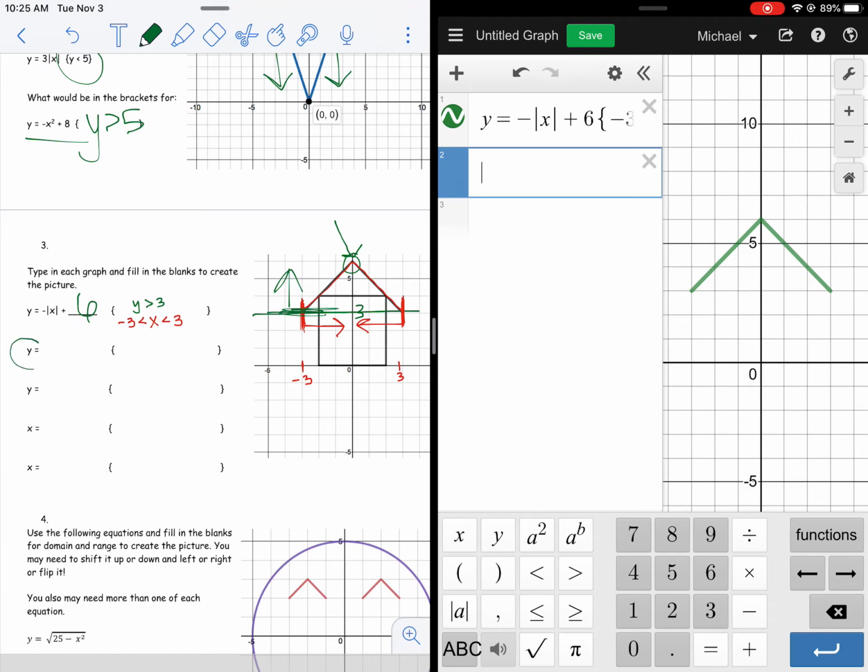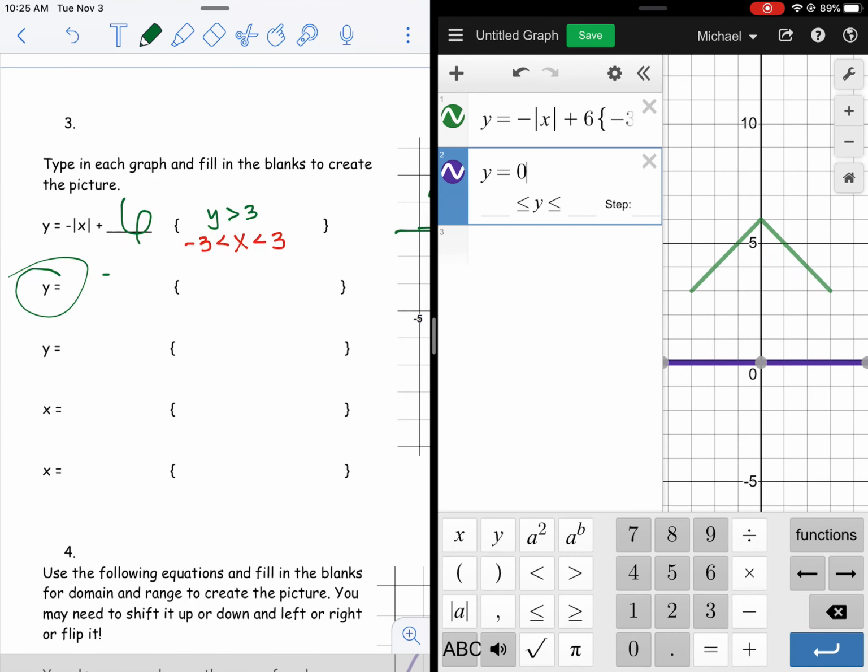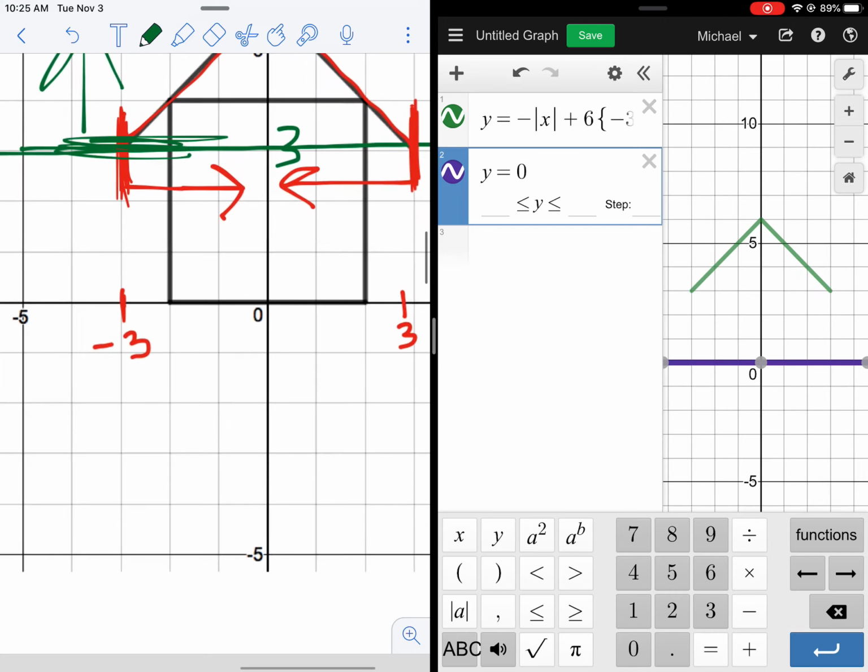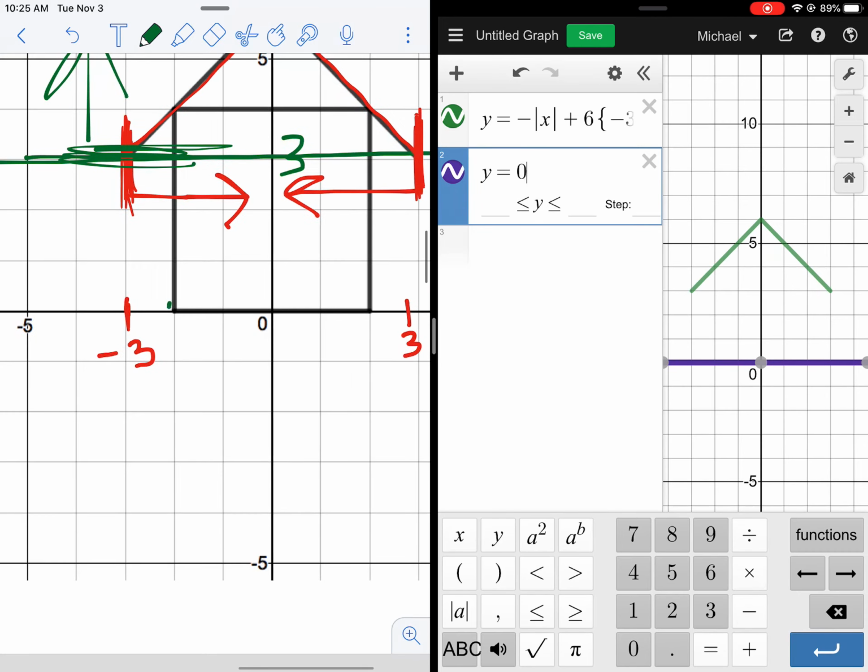If I do y equals, let's just pick y equals 0. It's just a horizontal line. Y equals 5. Y equals 10. See how that's moving? So for the bottom of the house, right here, it's just y equals 0. It's a flat line, but we have to cut it off. We have to cut off the sides of it. So first it's y equals 0. That's the bottom, and I need to cut it off here and here.